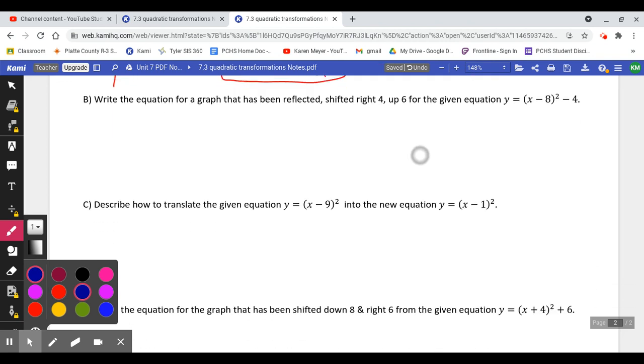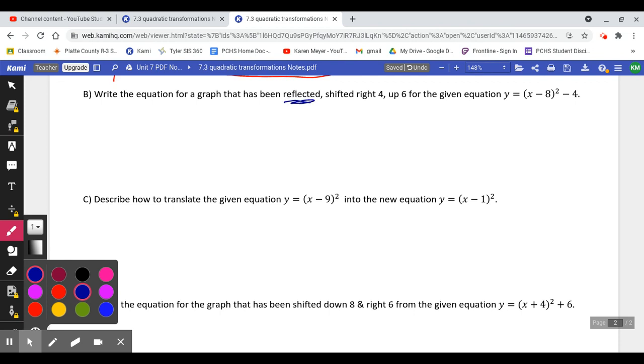Okay, this time we're going to write the equation. So we got a reflection, we got a right 4, and an up 6. Okay, reflection means you put a negative out in front. So there's a negative in front. Now, shifting right means it goes inside the parentheses. And if it's shifting right, you have to do the opposite. So don't put +4, put -4. Up or down is at the end, and that's exactly how it looks. So up 6 is +6.